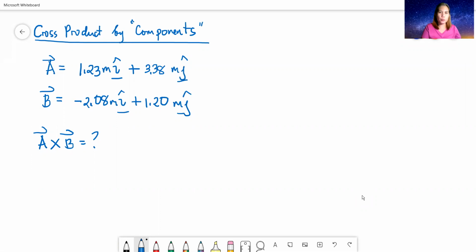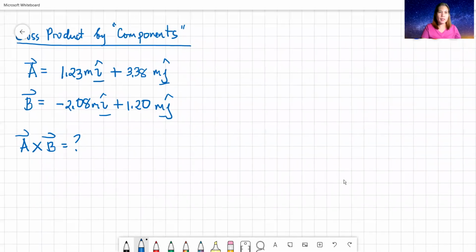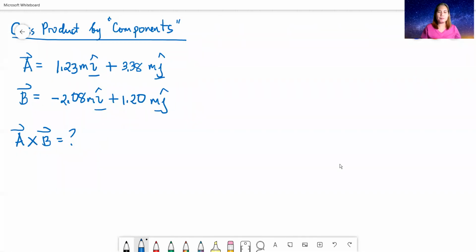So how do we do this? This will be using the definition of the components of cross products. So let's discuss that.